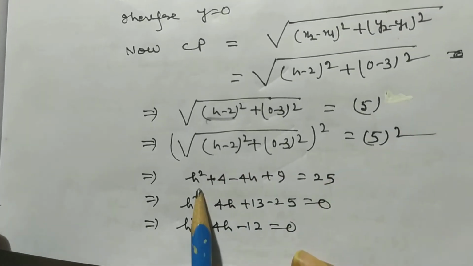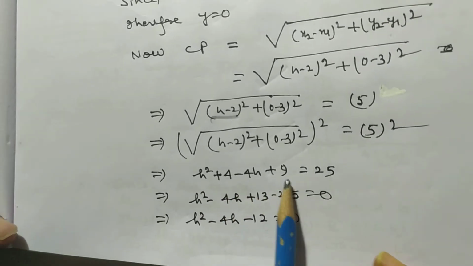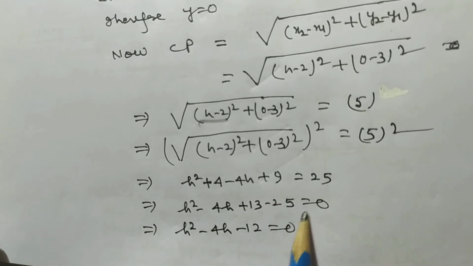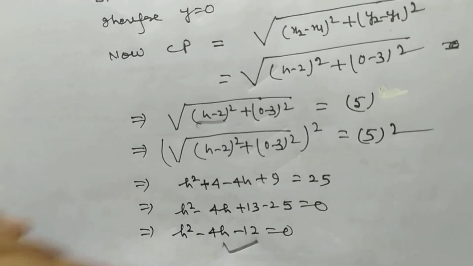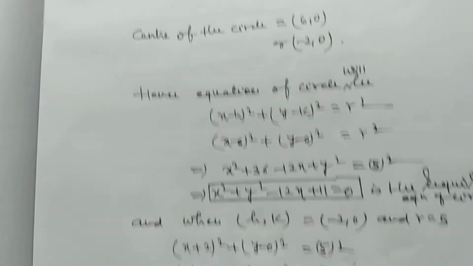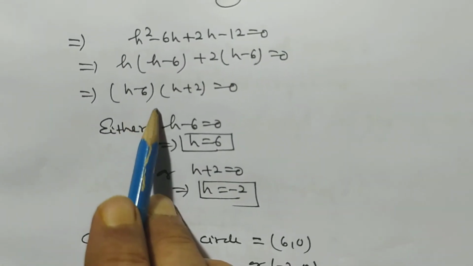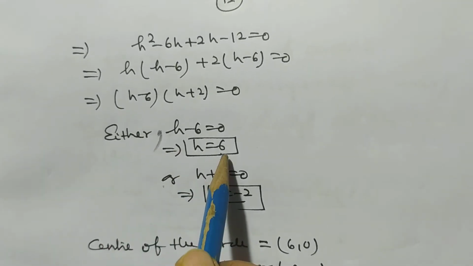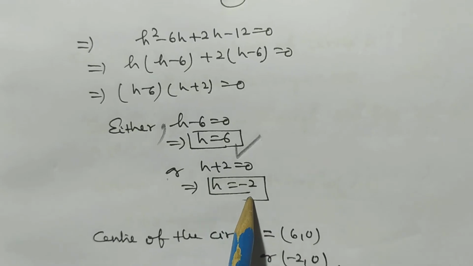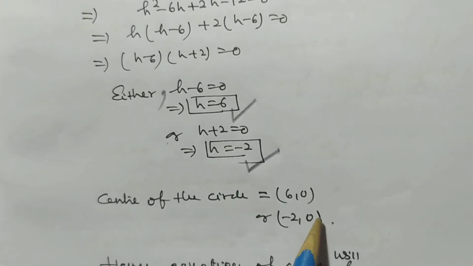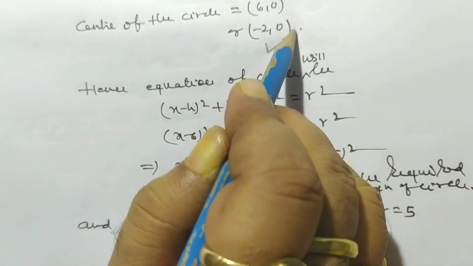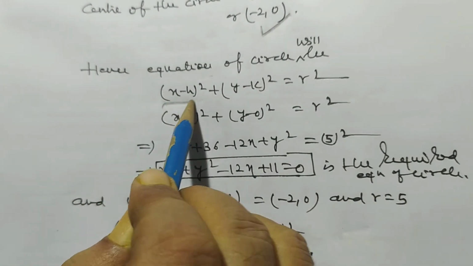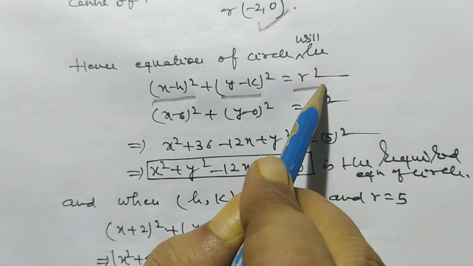So now here we have the equation h square plus 4 minus 4h plus 9 is equal to 25. h square minus 4h plus 13 minus 25 is equal to 0. h square minus 4h minus 12 is equal to 0. After factorizing, we get (h minus 6) into (h plus 2) is equal to 0. Either h minus 6 is equal to 0, so h is equal to 6, or h plus 2 is equal to 0, so h is equal to minus 2. So the center of the circle is (6, 0) and (minus 2, 0). Hence the equation of the circle will be x minus h whole square plus y minus k whole square is equal to r square.